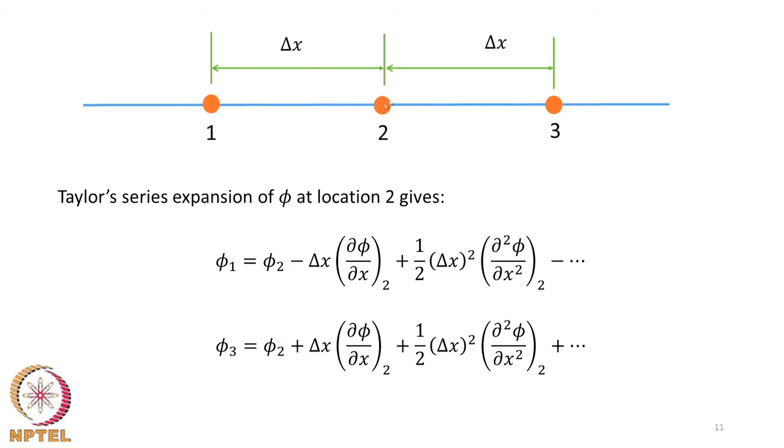So, essentially we can see that the value of the variable at the location where it is specified is given as phi 2 minus delta x ∂phi/∂x evaluated at the location 2 plus half into delta x square ∂²phi/∂x² evaluated at the location 2. So, everything is evaluated at the location where the variable is specified, and you could do that to expand in the left hand side and the right hand side directions to show the distances as minus delta x and plus delta x.